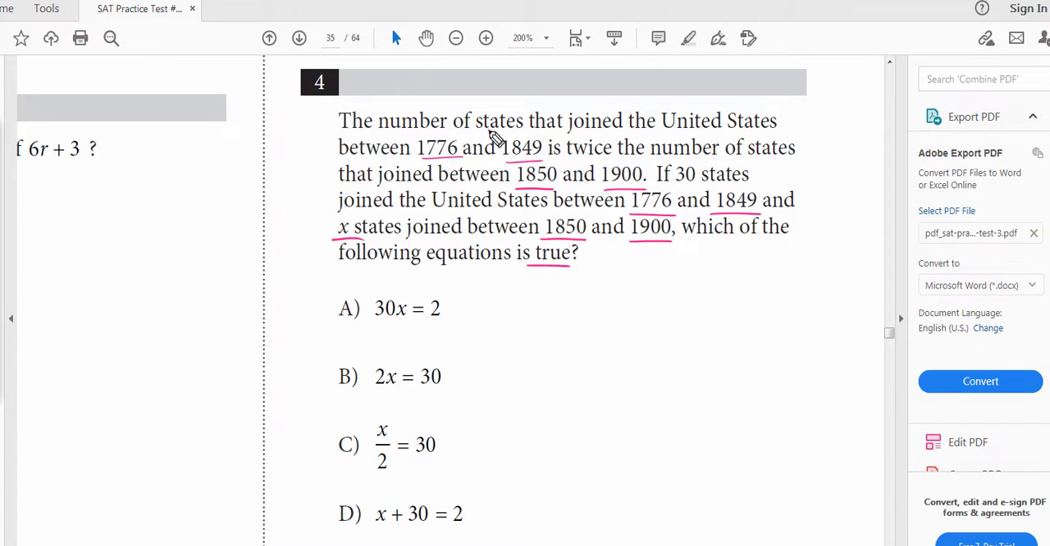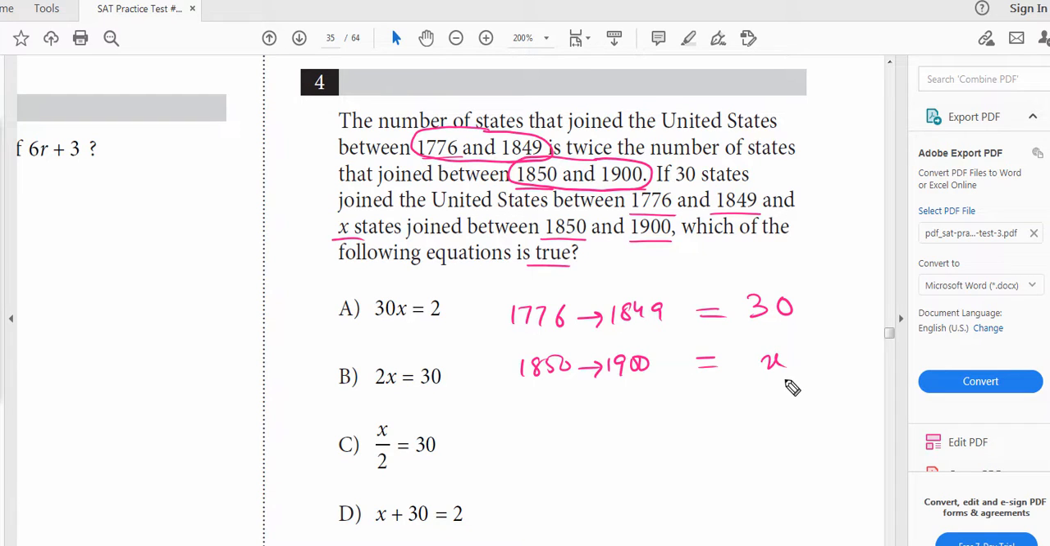Alright, so in this era, the number of states that joined were twice the number of states that joined in this era. So from 1776 to 1849, the number of states that had joined were 30, and from 1850 to 1900, the number of states that have joined are X. Now 30 is twice of X. So I'll write it like this. 30 is equal to twice of x. Twice means 2 times x. So this would be our equation: 30 equals 2x. So 30 equals 2x is over here. So option B is the correct one.